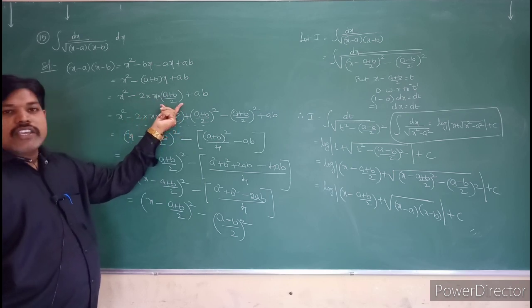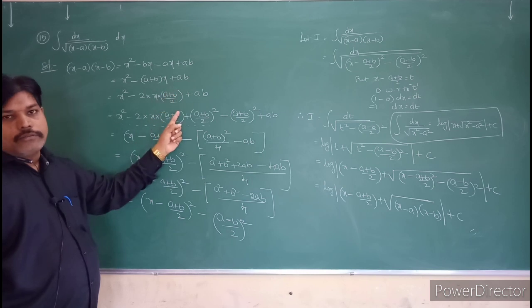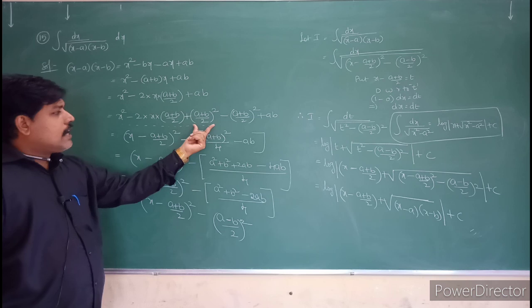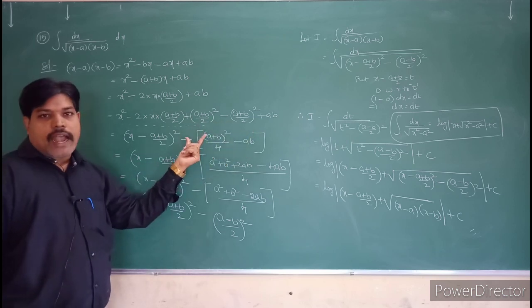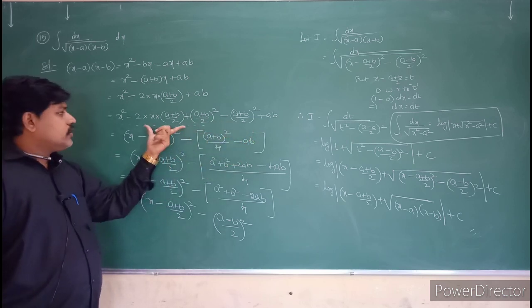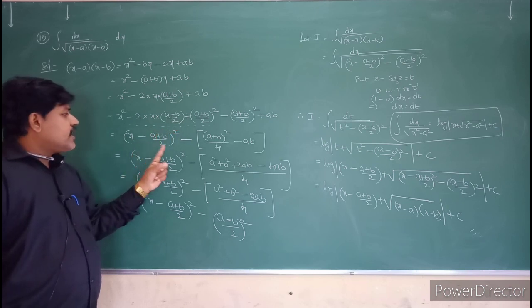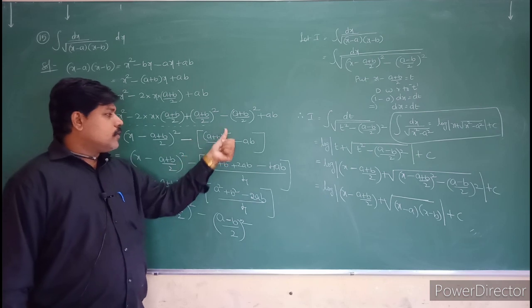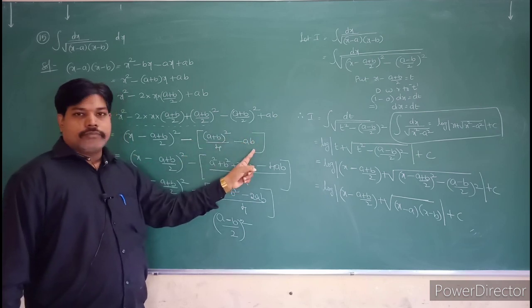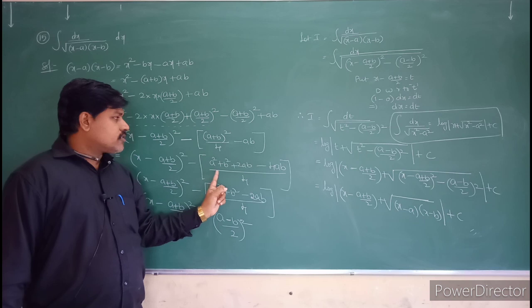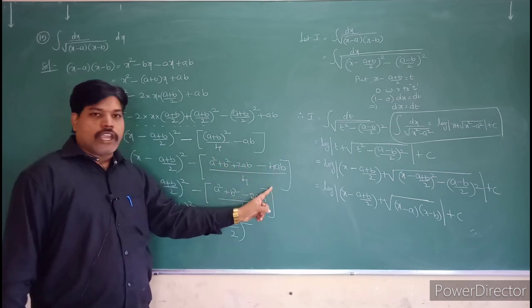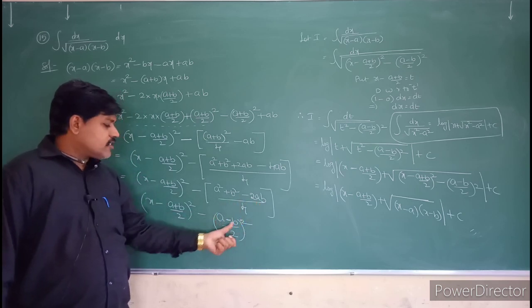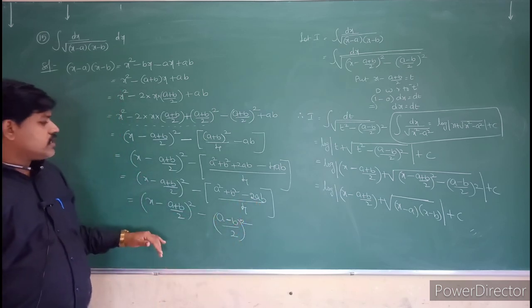What is the b value? The b value is nothing but (a plus b)/2. In the next step, for this b, you have to add b square and subtract b square. So the first 3 terms become (x minus (a plus b)/2) whole square, minus this value. Take the minus common: (a plus b) whole square by 4 minus ab. Take the LCM 4: a square plus b square plus 2ab minus 4ab, so a square plus b square minus 2ab, so (a minus b) whole square by 4. This is the form you are getting.